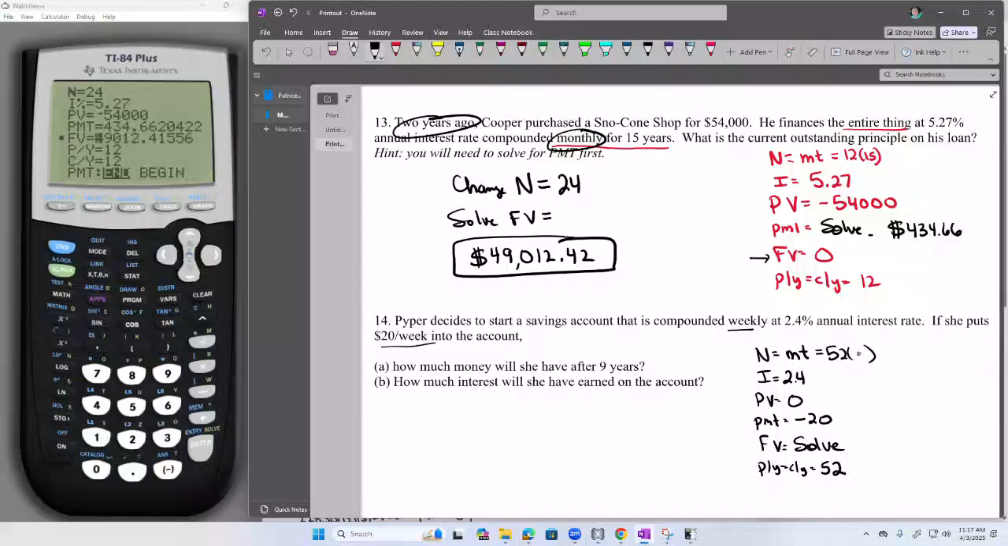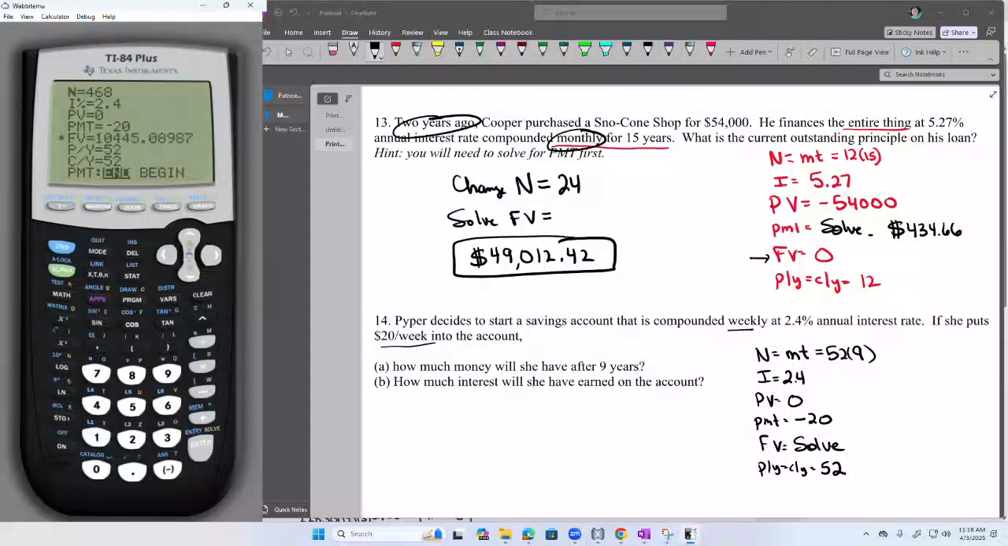Oh, my time, just kidding, 9 years, right there. So for my N, I have 52 times 9. And my interest rate is 2.4. Present value is 0. Payment's -20. Looking for the future value, PY and CY are 52. So I put my cursor back up on future value and hit alpha enter. And I get how much money she had after 9 years is $10,445.09.